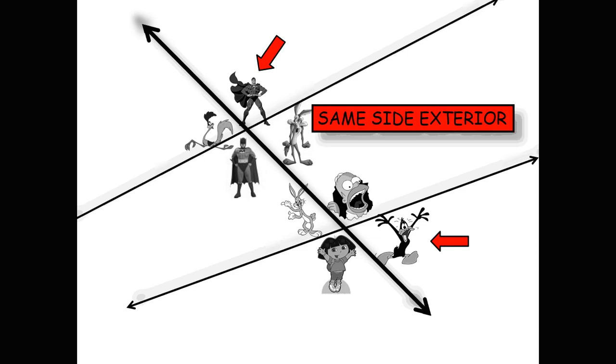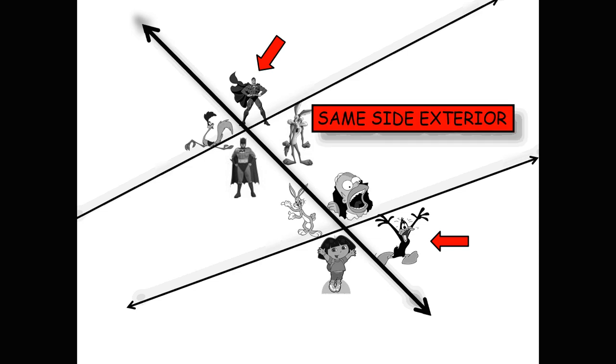Let's start with these 2. So we talk about Superman and Daffy Duck. The first question, are they on the same side of the transversal or alternate? They're on the same side, right. They're both above and to the right of the transversal. The second question, are they interior or exterior angles? Are they between the lines or outside the lines? These are exterior. They're not in the middle of the sandwich. They're on the outside of the sandwich. So they're same side and exterior. We call that same side exterior.